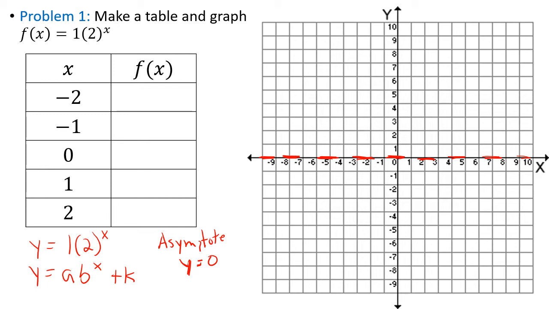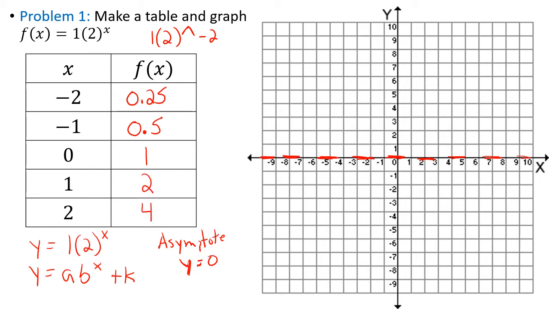Next is you taking the values for x and plugging them into the equation with a calculator. Please type this in correctly. It's 1 parentheses 2, the caret button, and then you plug in the numbers for x. So first time will be -2. You just type it right into a calculator and you're going to get 0.25. Then you're going to do the same thing and plug in a -1 and get 0.5. You're going to do it again and plug in 0. You're going to get 1, then you're going to get 2, and then you're going to get 4.